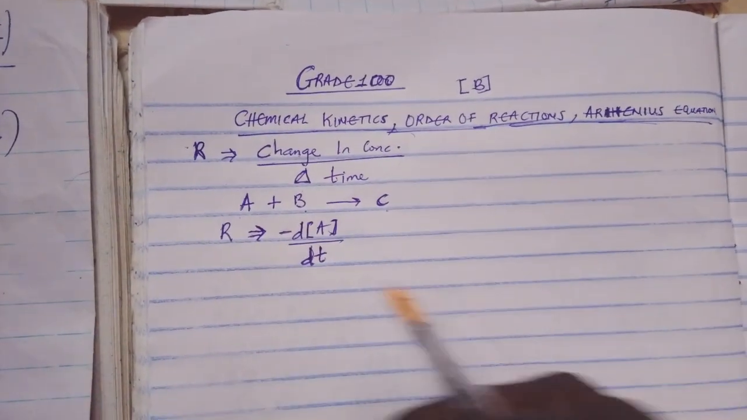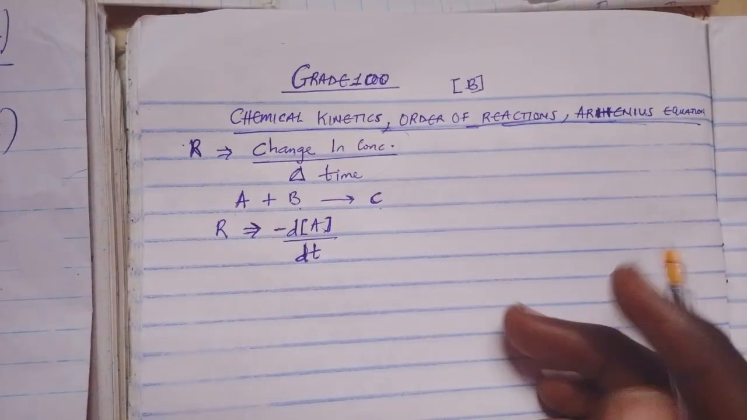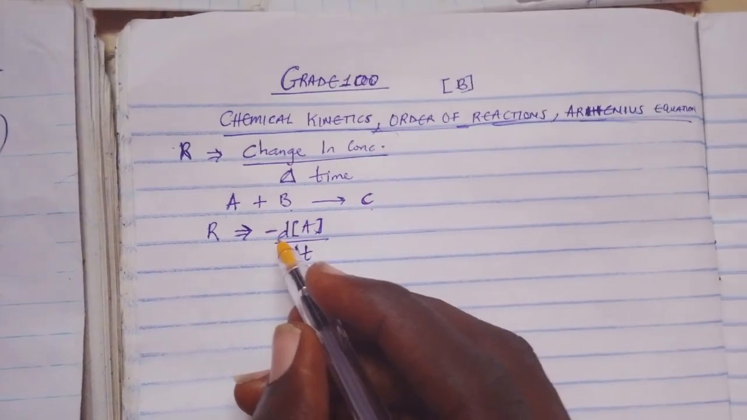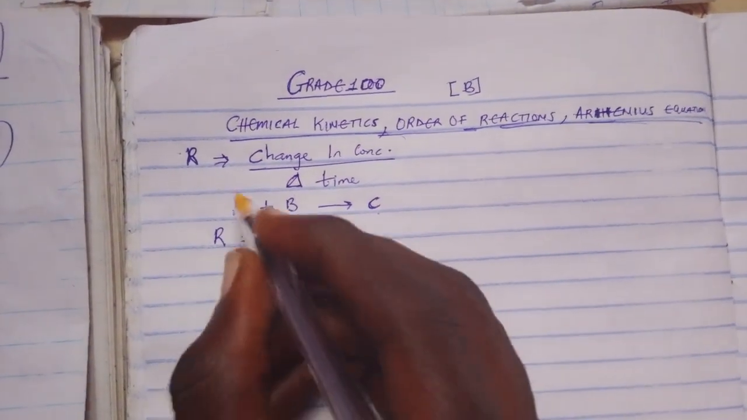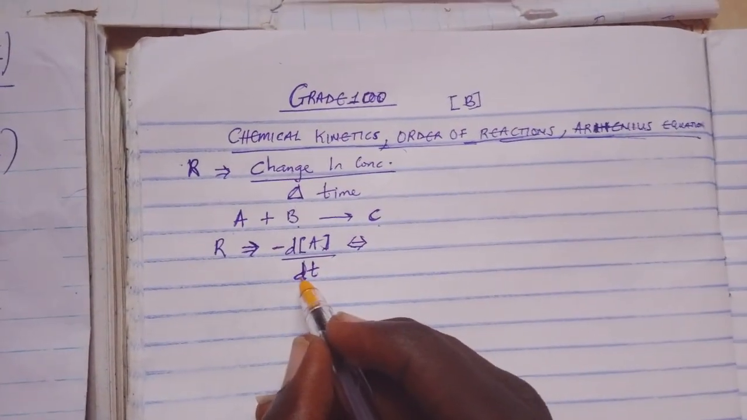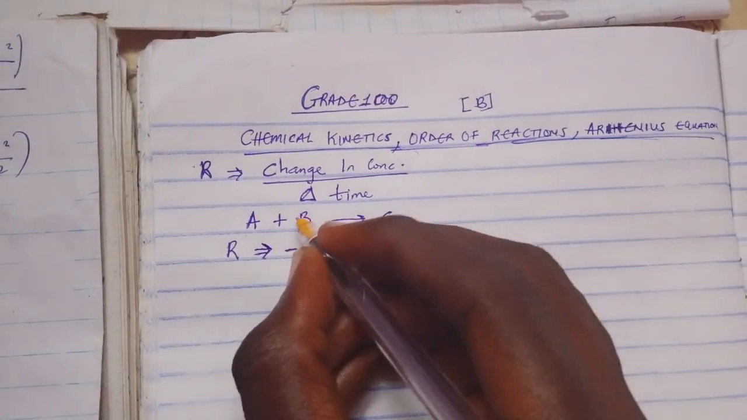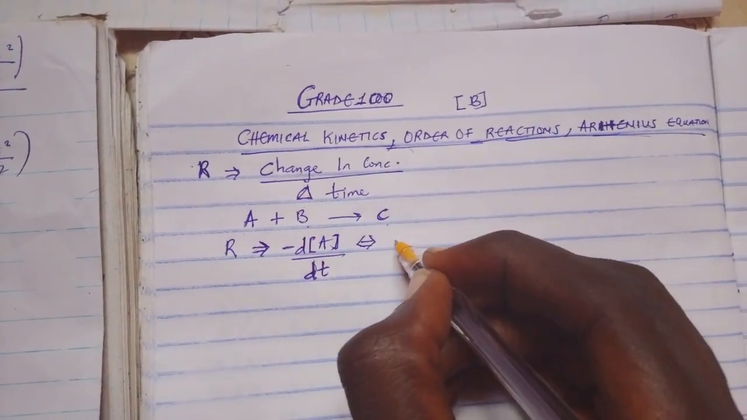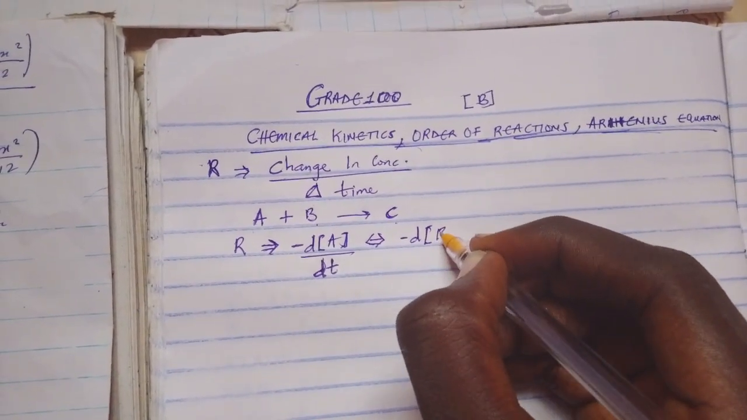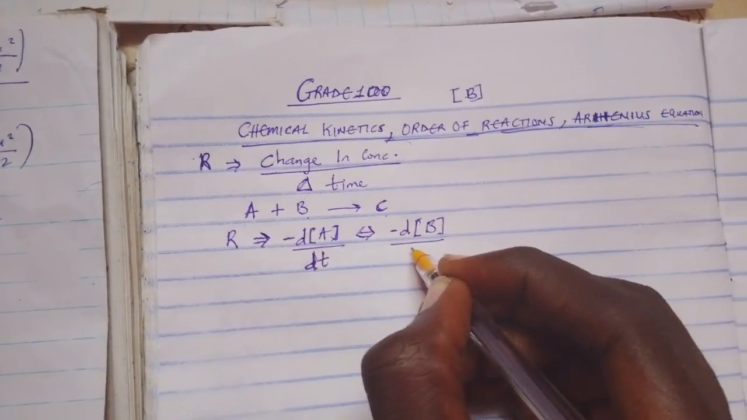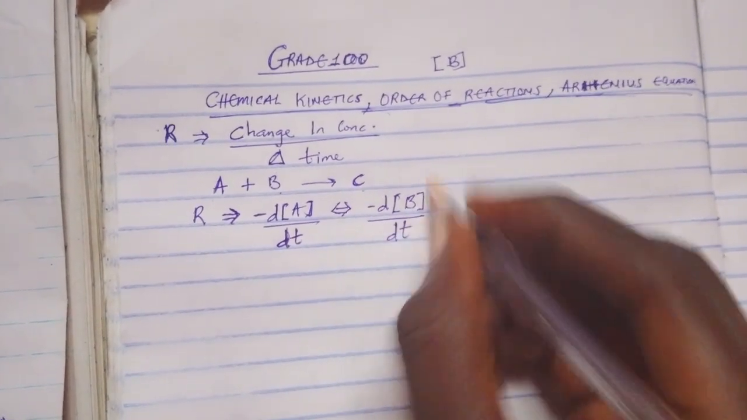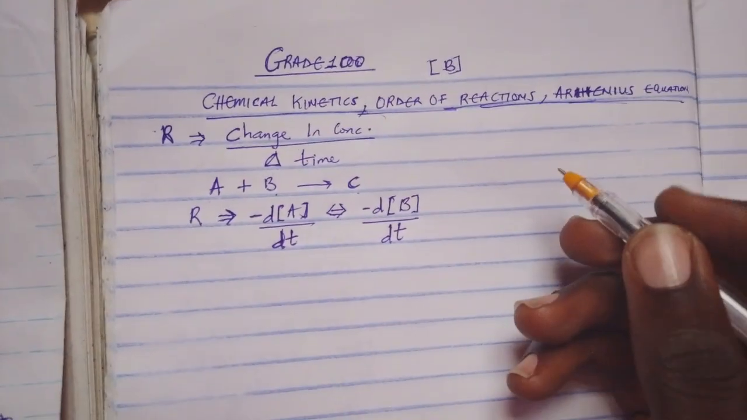So this video is just to remind us of some key points. Because it is disappearing, we put a negative sign here. It is the rate of disappearing of reactant A. This is also equal to the rate at which B is disappearing, so you can just say minus the concentration of B over the change in time, d[B]/dt. This is the rate at which B is disappearing.